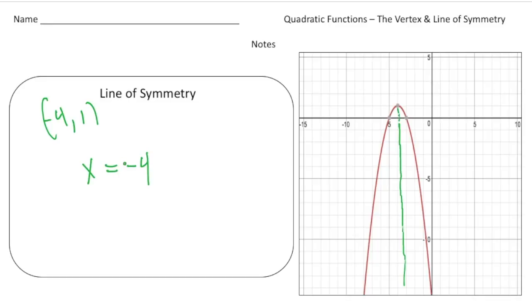And what's so important about this is as you go down the graph, this point here is going to be the exact same distance from the line of symmetry as this point here. This point here is going to be the same distance from the line of symmetry as this point here. And same thing down here. This point here is going to be the same distance from the line of symmetry as this point over here. And the same can be said for any point on this graph. The distance from here to here is the same as the distance from here to here.